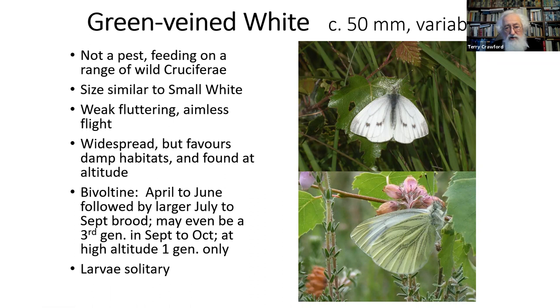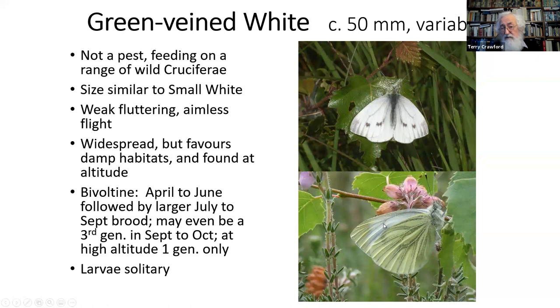So you've got the combination of the fluttery flight, the smudgy effect on the top of the wings at the apex, and this greenish pigmentation running along the veins. Something that I find, and I don't know whether other people would, is that if I half close my eyes and squint, with a green-veined white you can sort of pick up the flickering of this pigmentation actually coming through in flight, which you don't get with small white.